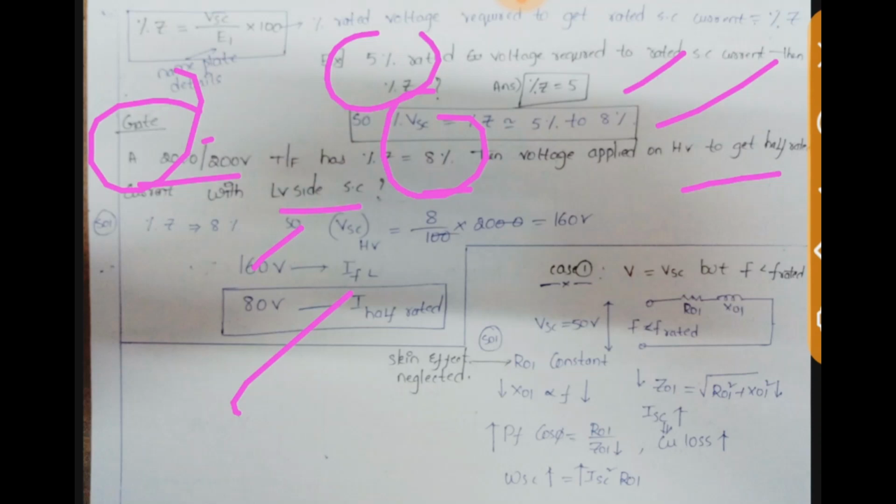Similar case: voltage is constant and frequency is reduced. Now take R as constant. If frequency is reduced, X01 is reduced and Z01 is reduced. Power factor is R by Z, so power factor increases. Copper loss increases because current increases. So here, if you reduce the frequency, copper loss will increase.